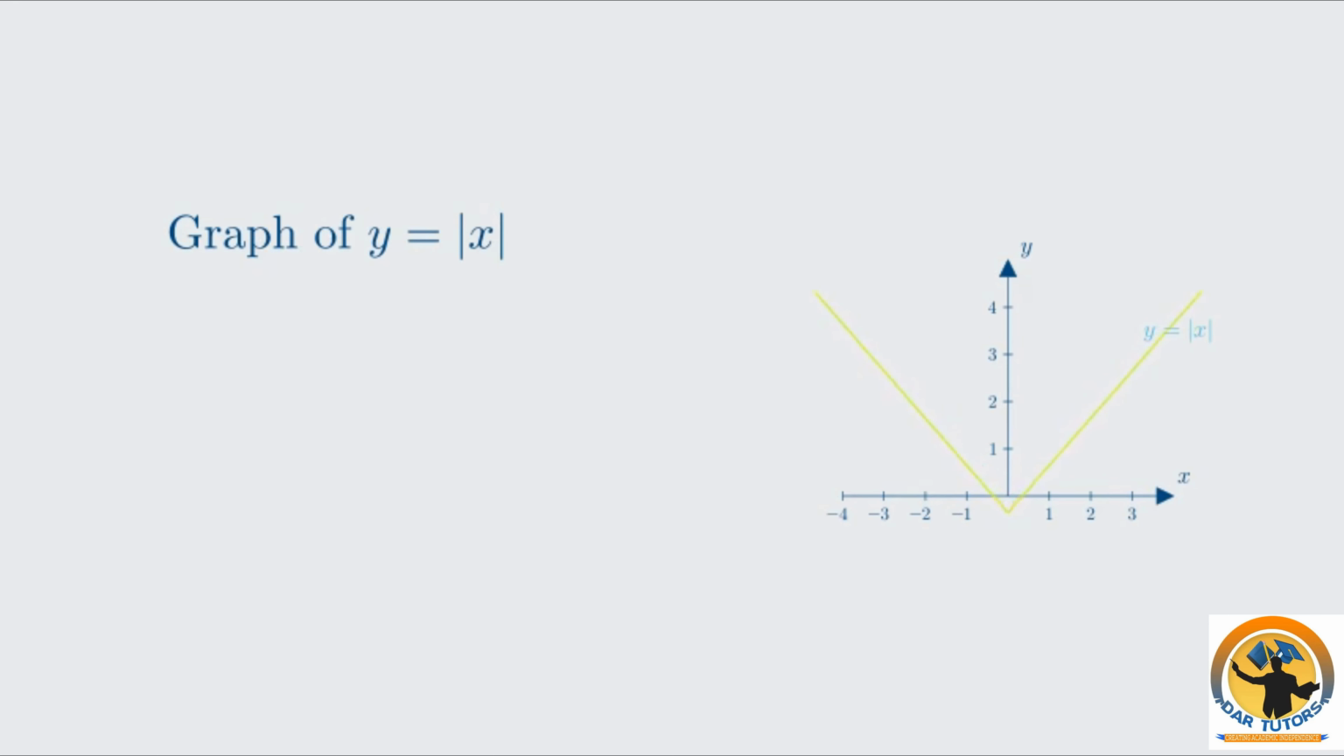The key takeaway is that the graph is always above or on the x-axis, because the modulus function never produces a negative output. Let's try graphing a more complex function, f of x equals x minus the modulus of x. We'll use the algebraic definition to break it down.